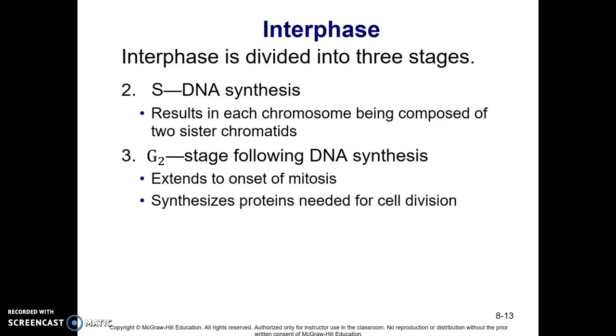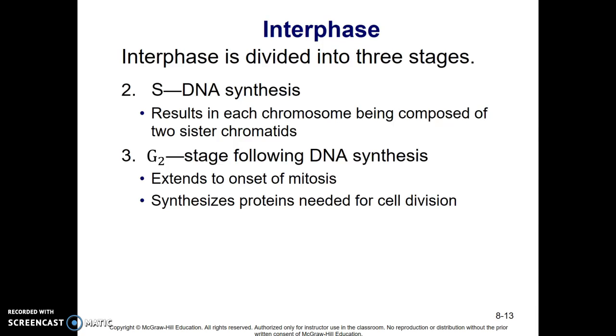The second part of interphase is the S phase. S stands for synthesis. So this is where DNA synthesis takes place. And we're not going to go into the nitty-gritty details of DNA replication, but essentially we're copying the DNA so that we have two sets.